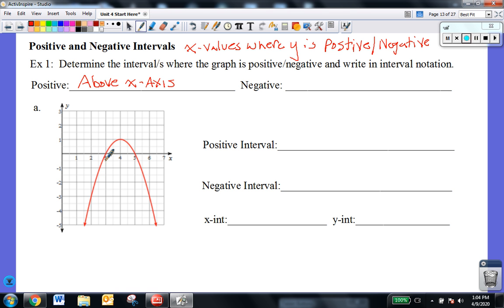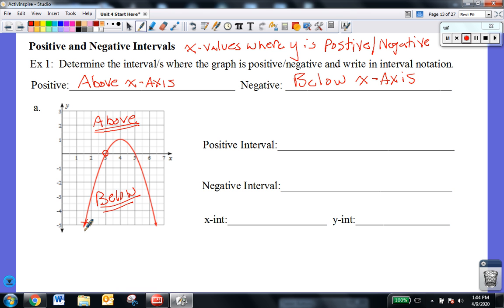And the negative values, when the y values are all going to be negative, are when the graph is below the x-axis. This is above the x-axis, and this is below the x-axis. So negative intervals are going to be when the graph is below the x-axis. And at the x-axis is going to give us some points of change. It actually changes from positive to negative right there.